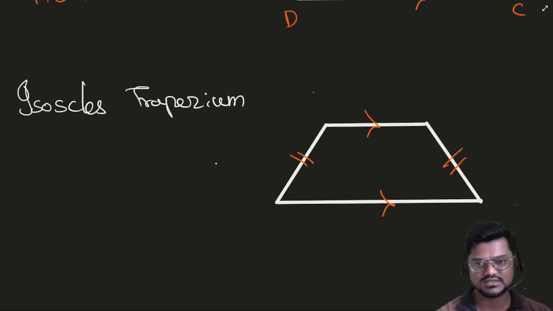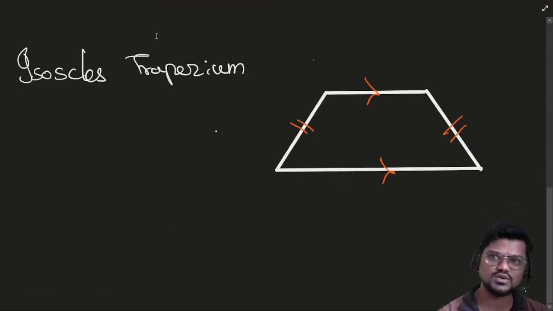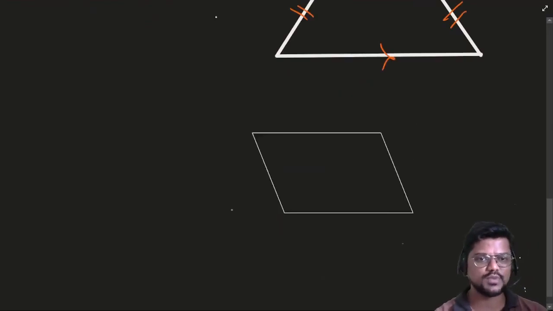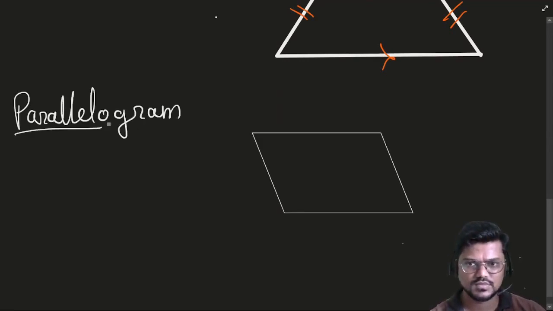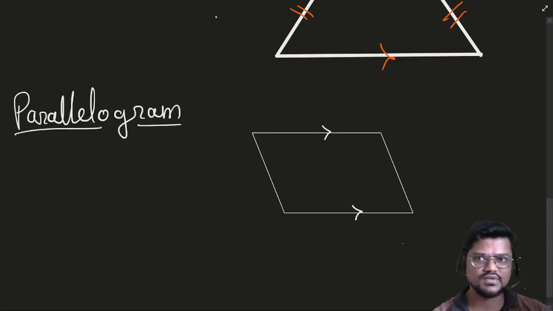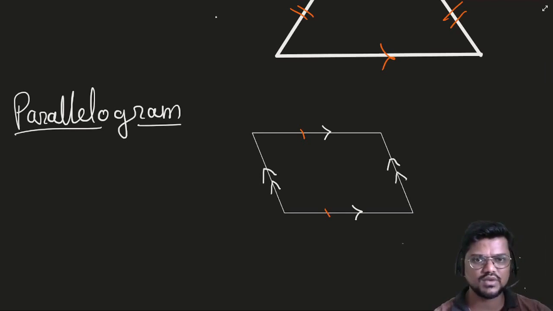Fine. After this, you have a parallelogram. This is your parallelogram. What are the properties of a parallelogram? Opposite sides are equal and parallel. These opposite sides are parallel as well as equal in length. Opposite angles are also equal. This side will be parallel to this side, and this distance will be equal to this.